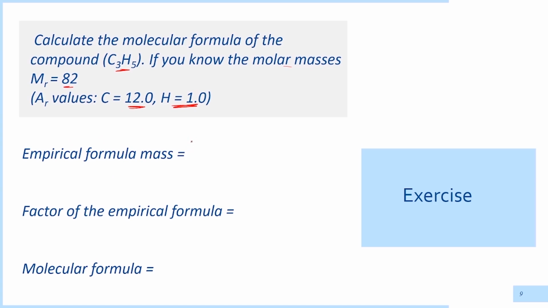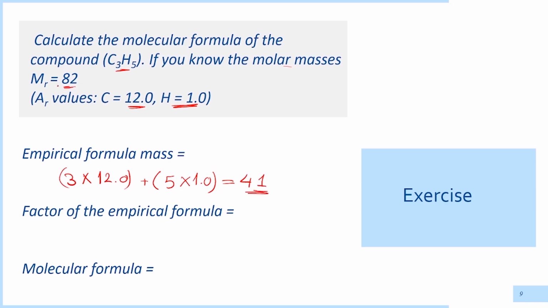first we calculate the empirical formula mass, which is equal to 3 carbon atoms multiplied by the relative atomic mass of carbon, which is equal to 12, plus 5 hydrogen atoms by the relative atomic mass of hydrogen, which is equal to 1. The total is equal to 41. So the empirical formula mass is equal to 41.